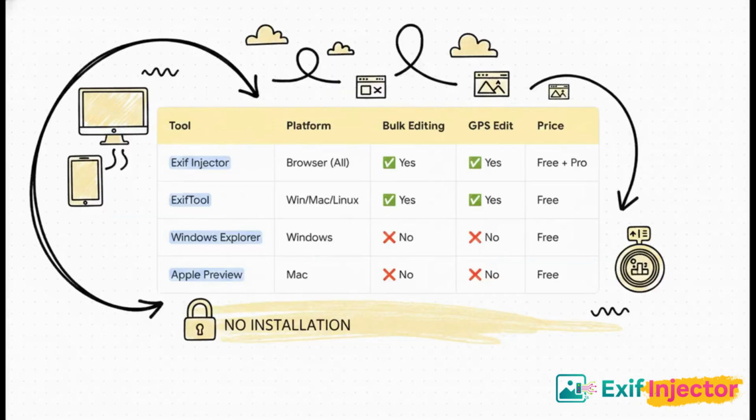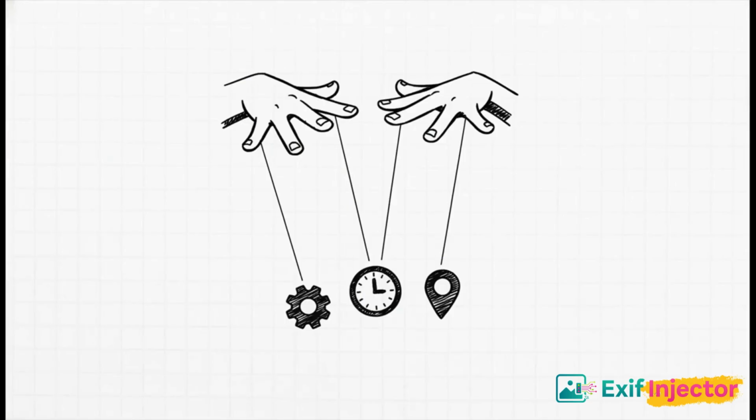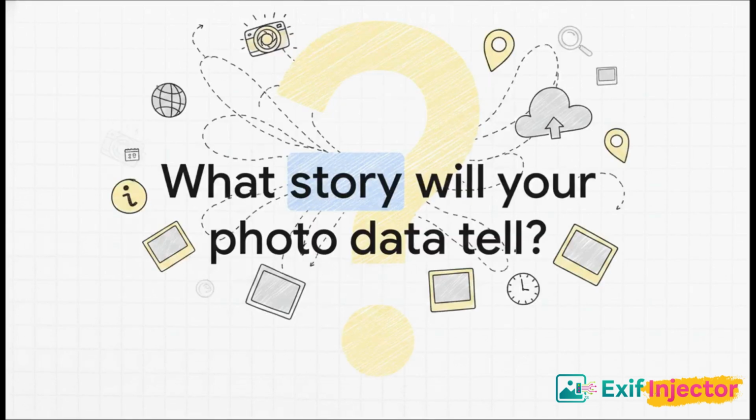Here's a quick breakdown. You can see browser-based tools give you the most flexibility, with no install needed. And get this, the scale is massive. Some platforms process over 200,000 images every single month. The big takeaway here? You have complete control over the hidden story your images are telling. So now that you're in control, the only question left is, what story will your photo data tell?